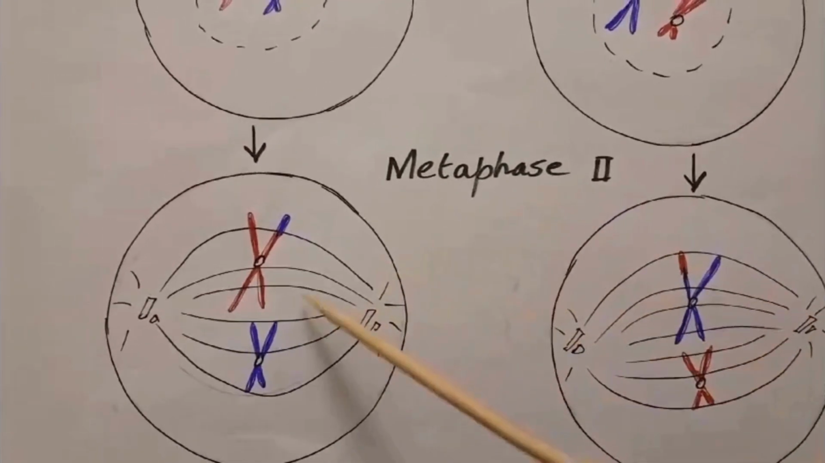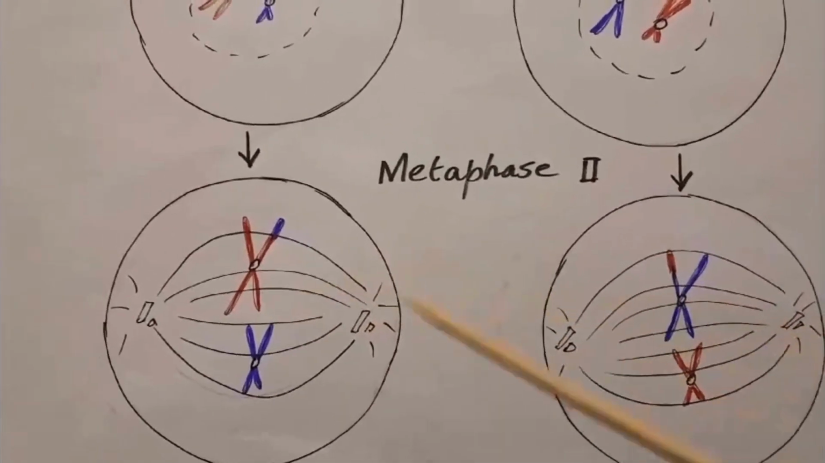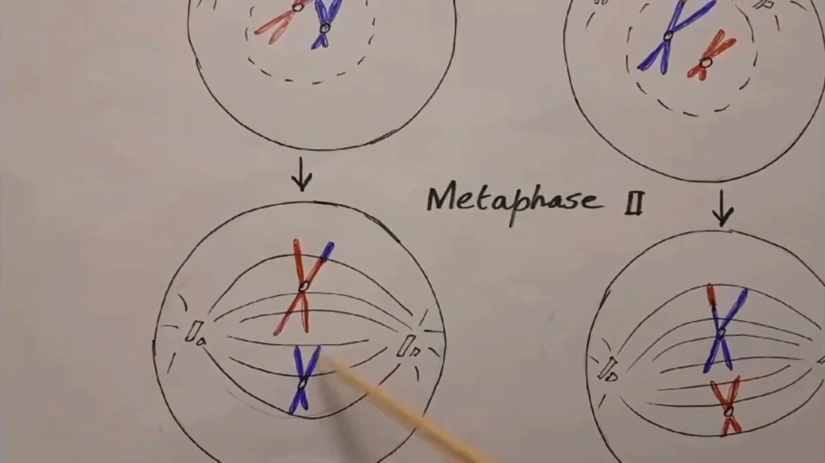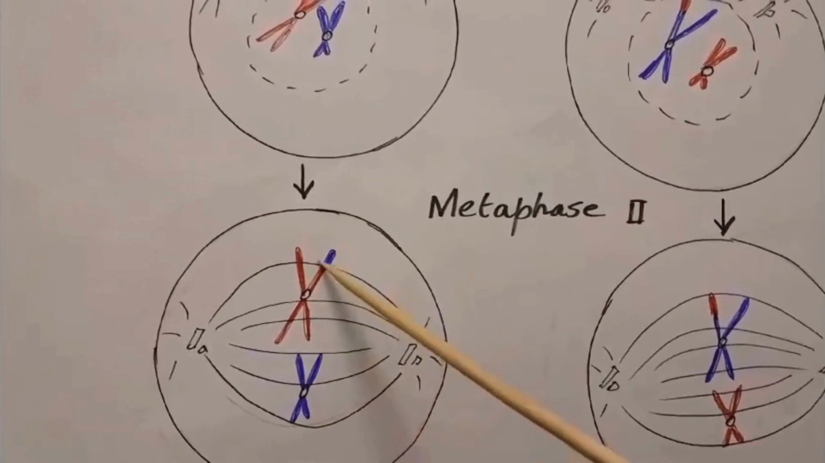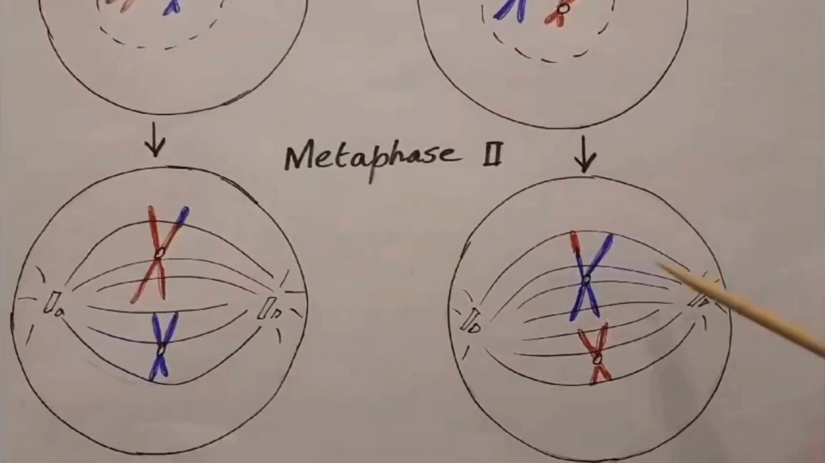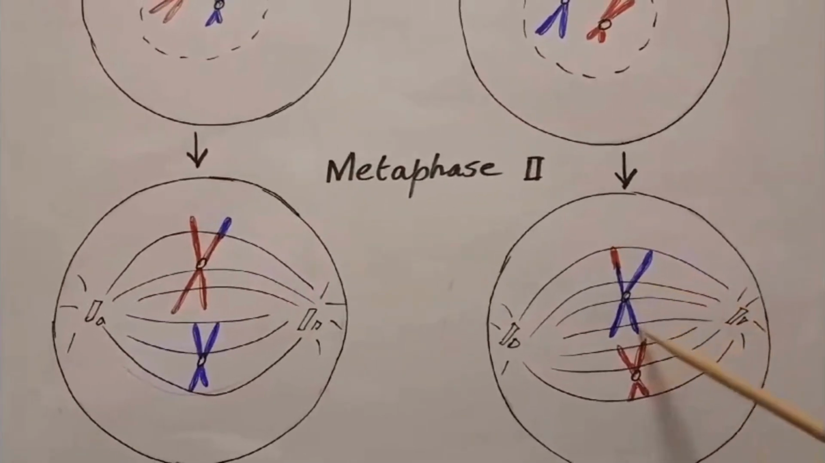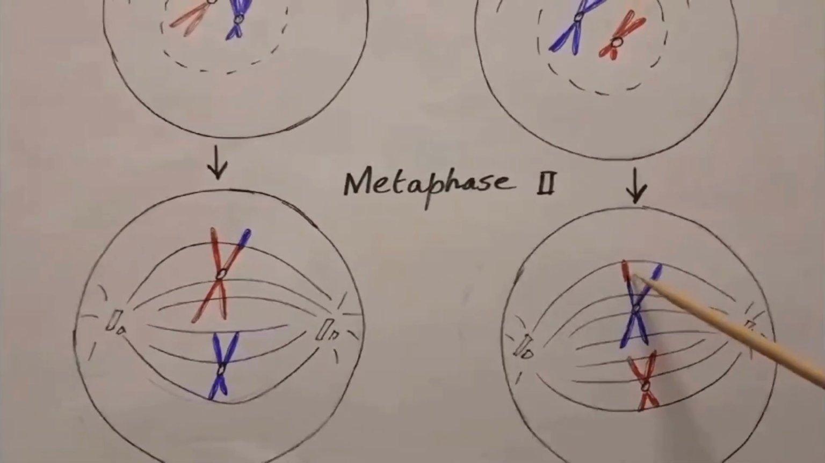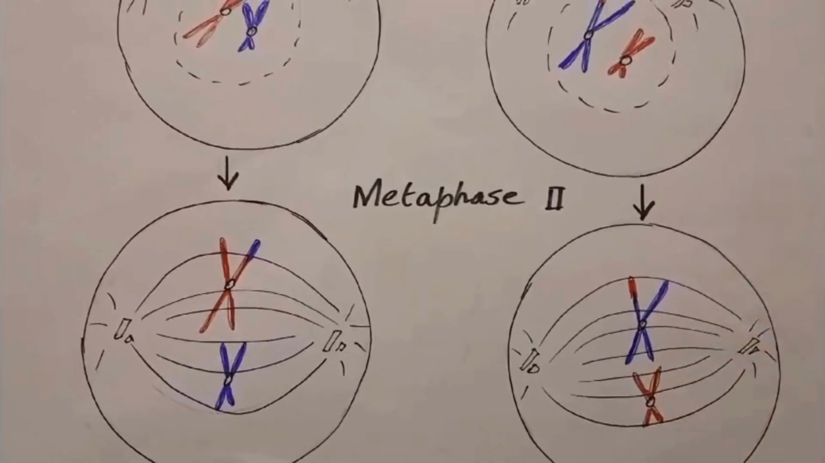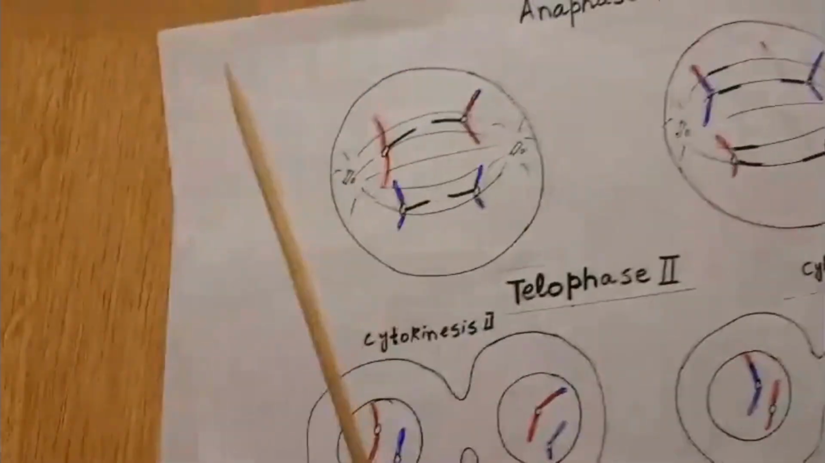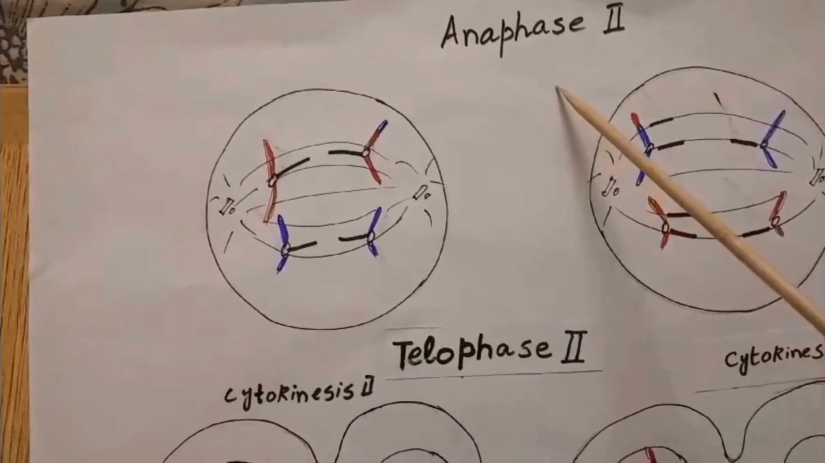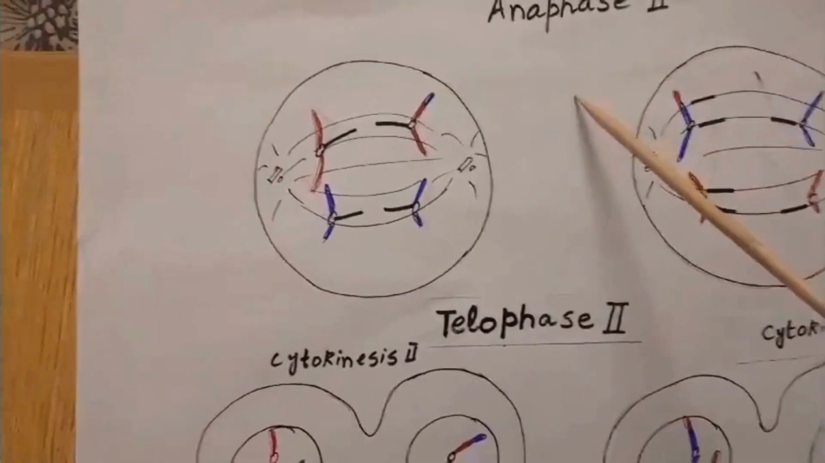Here in metaphase 2, in both of these cells, the chromosomes arrange themselves in the center, or on the equator of the spindle. These chromosomes are now arranging themselves in a single file. After that comes the next phase, which is called anaphase 2.